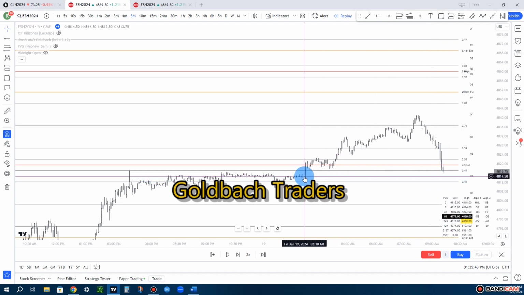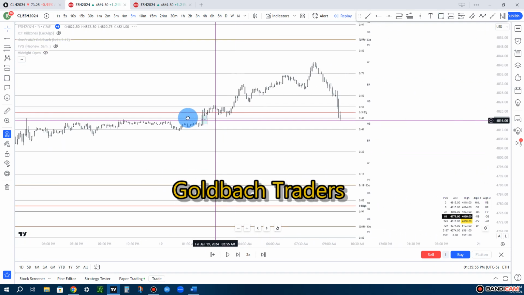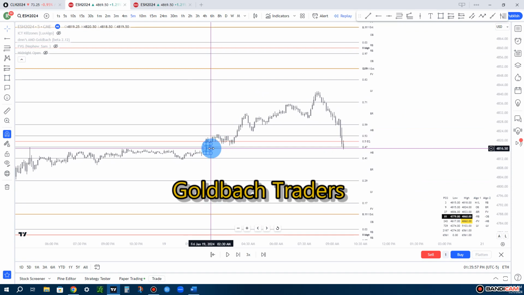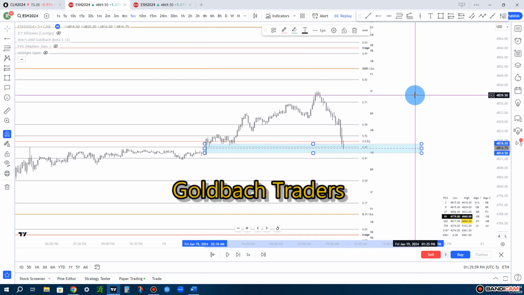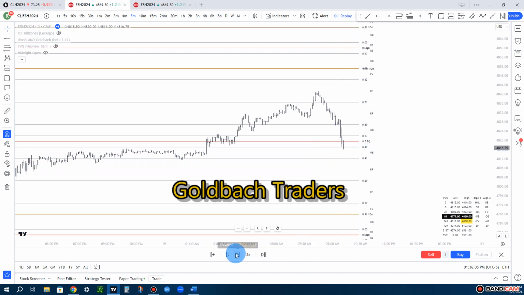As you can see here to the left, we do have a fair value gap plus an order block. So I'm looking for a mitigation block to also form in this area. So let me remove this and let's fast forward it.